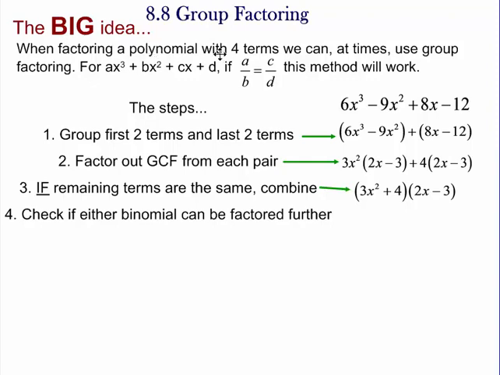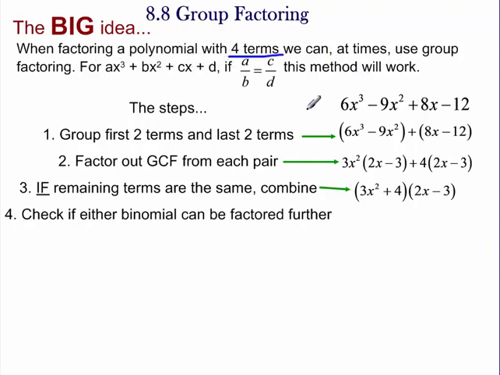Okay, 8.8 group factoring. When factoring a polynomial with 4 terms, very important right there, we're talking about 4 terms, we can, at times, use group factoring. This is what it looks like. So I have a cubic, a squared, x, and then the constant. You're used to seeing it with just 3 terms. Well, now we got a 4th term. This method will only work if a over b, so the first 2, is equal to c over d, my coefficients of the last 2.